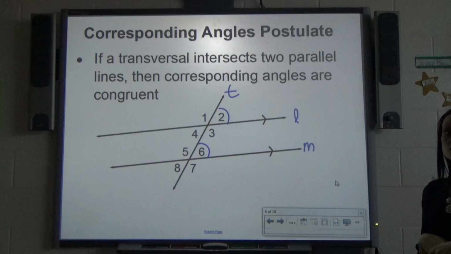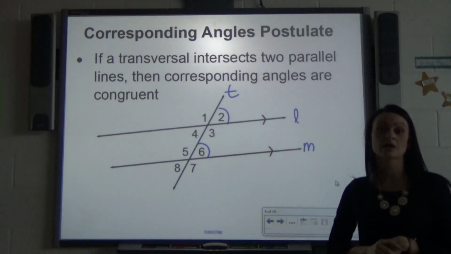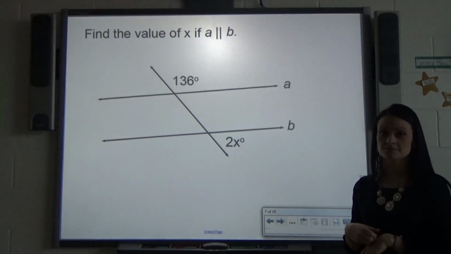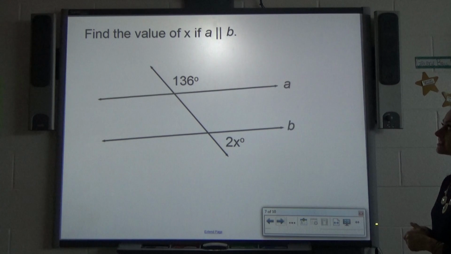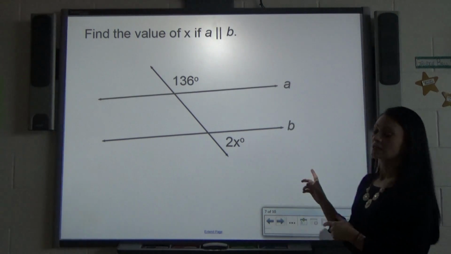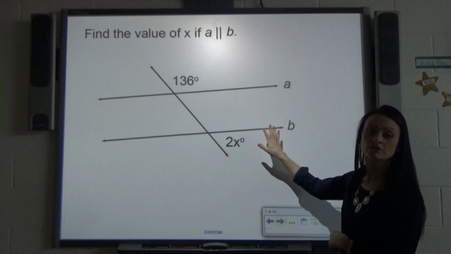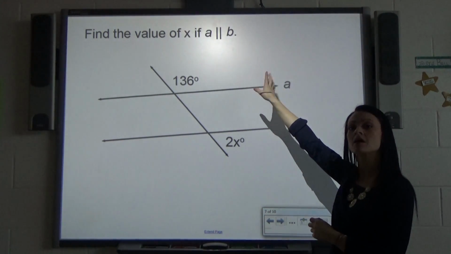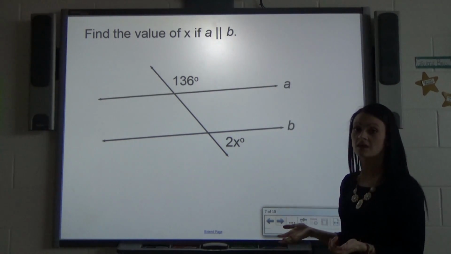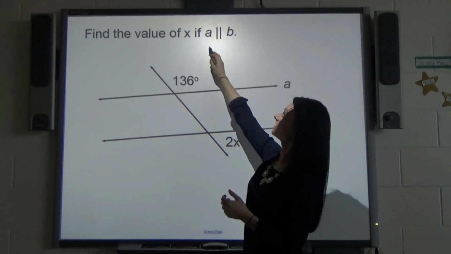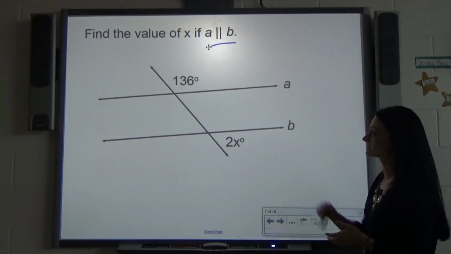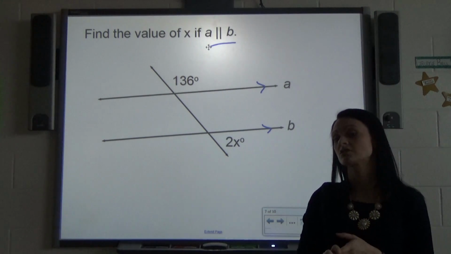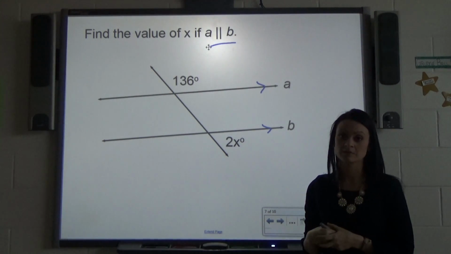So I'm going to start using these theorems in order to actually solve problems where I've been given something like this. So in this case, they're going to tell me that line A and line B are parallel. If they don't give me the parallel notation on the lines, they have to tell me in word form. Otherwise, I can't assume anything. So since they told me A is parallel to B, I'm allowed to go ahead and use my knowledge of those 4 theorems I just gave you to try to solve this problem.